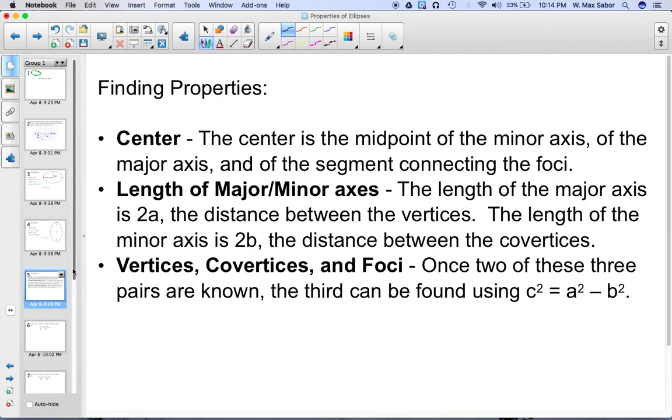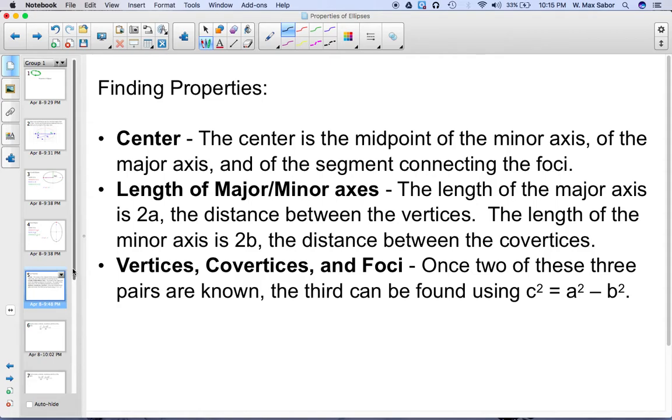The properties that I might ask you to find are the center. The center is the midpoint of the minor axis, of the major axis, and of the segment connecting the foci. So no matter what I give you, you should be able to figure out where the center is by taking the midpoint of them. The lengths of the major and minor axes are given by 2a and 2b. The major axis is the distance between the vertices, and the minor axis is the distance between the co-vertices.